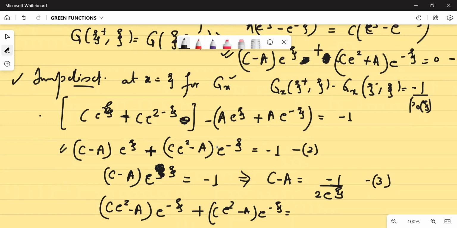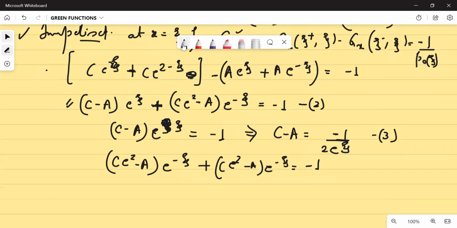if I subtract, this will be equal to minus. So overall it will give me minus c e square is equal to 1 upon e to the power zeta. So this is my equation number 4, and 2 also. So 1 upon 2 e to the power minus zeta. Is that clear to you? This will be your equation number 4.